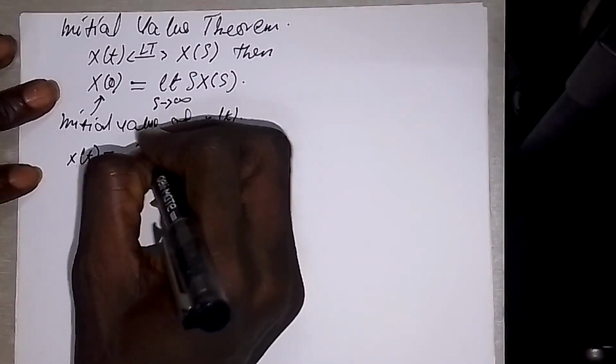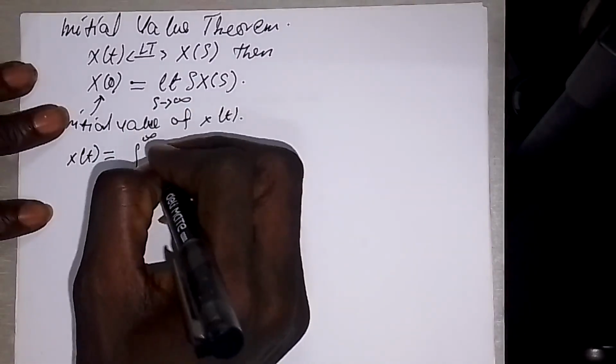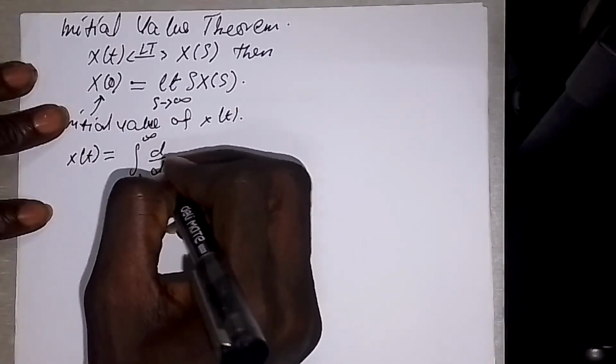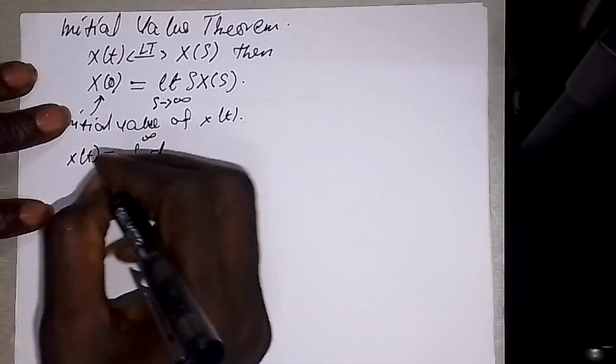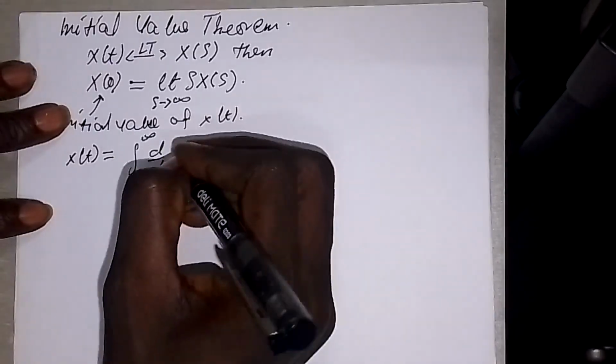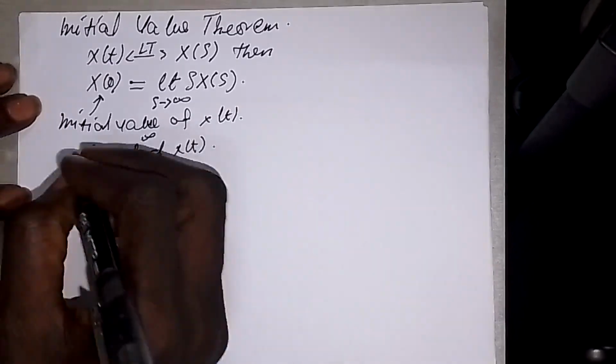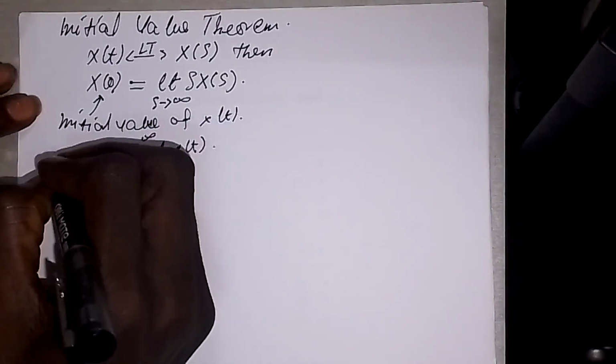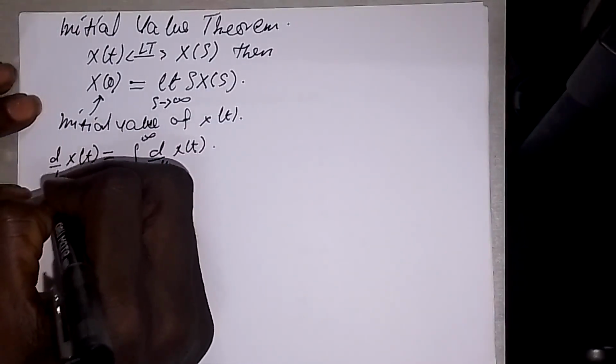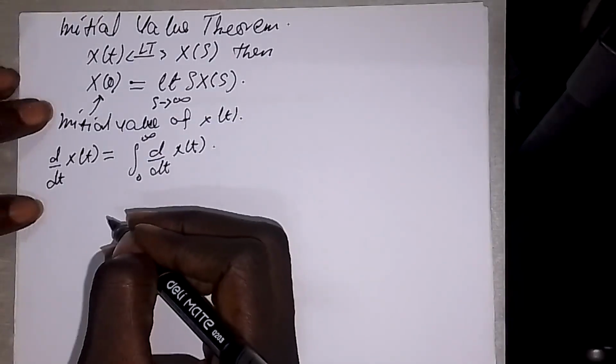0 and then what? Infinity. Okay, so d over what? dt. Okay, so you see that I'm actually differentiating the x of what? t here. That means that I must also differentiate here d of what? dt of this place.